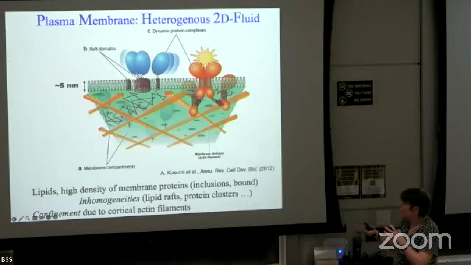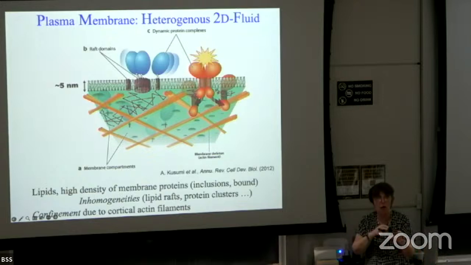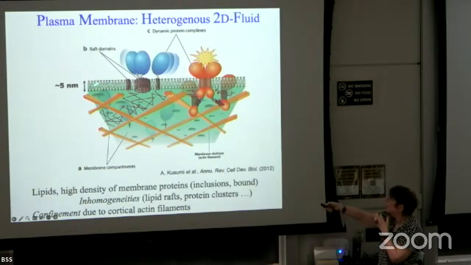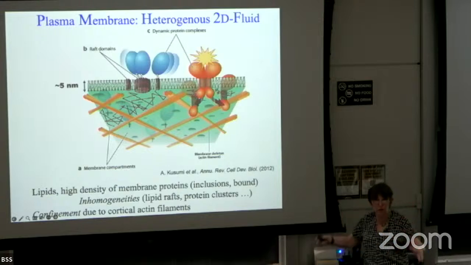And in addition to all this heterogeneity in the membrane, you have, attached to the plasma membrane, this cytoskeleton, as you can see here, and this cytoskeleton somehow prevents the free diffusion of proteins in the membrane. So it can also contribute to the formation of protein clusters or lipid domains as well. So yes.